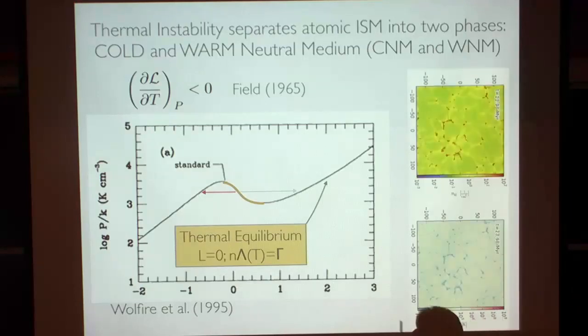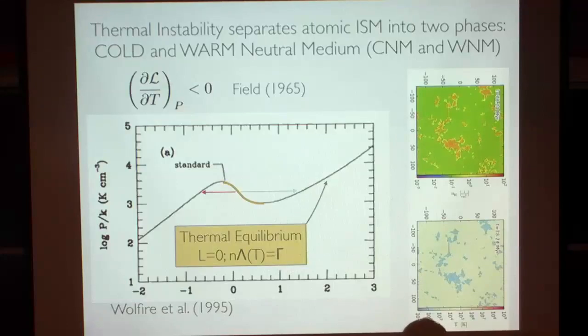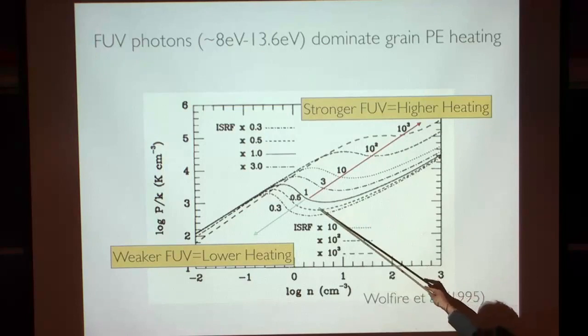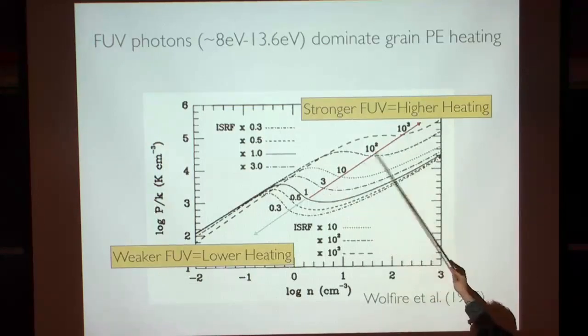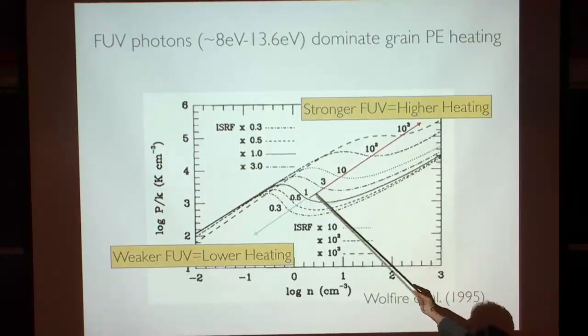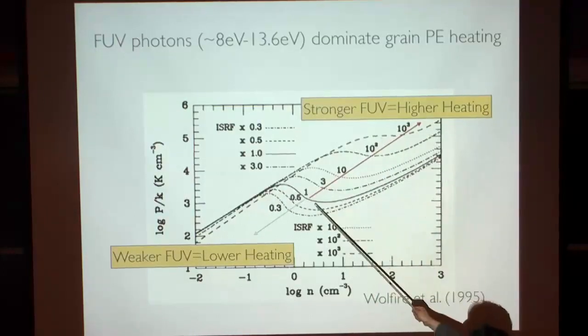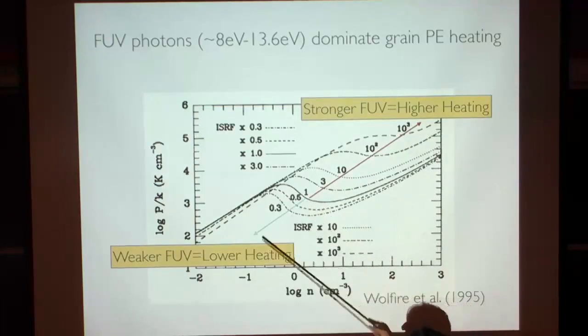And in this picture, the interesting thing is that the cooling doesn't really change much, but the heating can change as you change the FUV radiation field. So if you go to stronger FUV radiation, the heating goes high, and then the thermal equilibrium curve goes up. And if you have lower FUV radiation, then the heating goes down and the thermal equilibrium curve goes down. This gives us quite an interesting result.